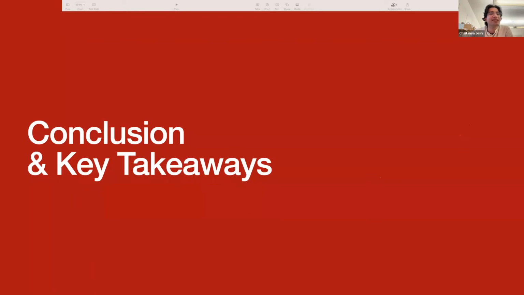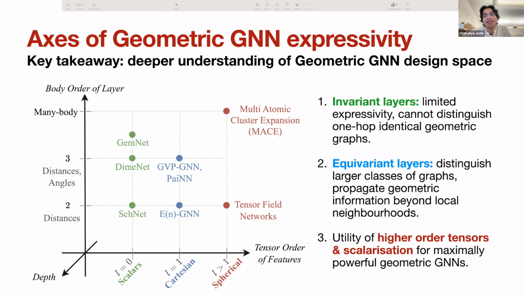To quickly conclude and provide the key takeaways, our work really helped us gain a deeper understanding of the geometric GNN design space. We were able to categorize architectures along these three axes. I think it would be interesting now to look at other architectures in the literature and fit them into this framework, or figure out where the framework breaks. We saw the advantages of equivariant layers over invariant layers, and we also saw that building maximally powerful geometric GNNs today requires higher order tensors and higher body order of scalarization.